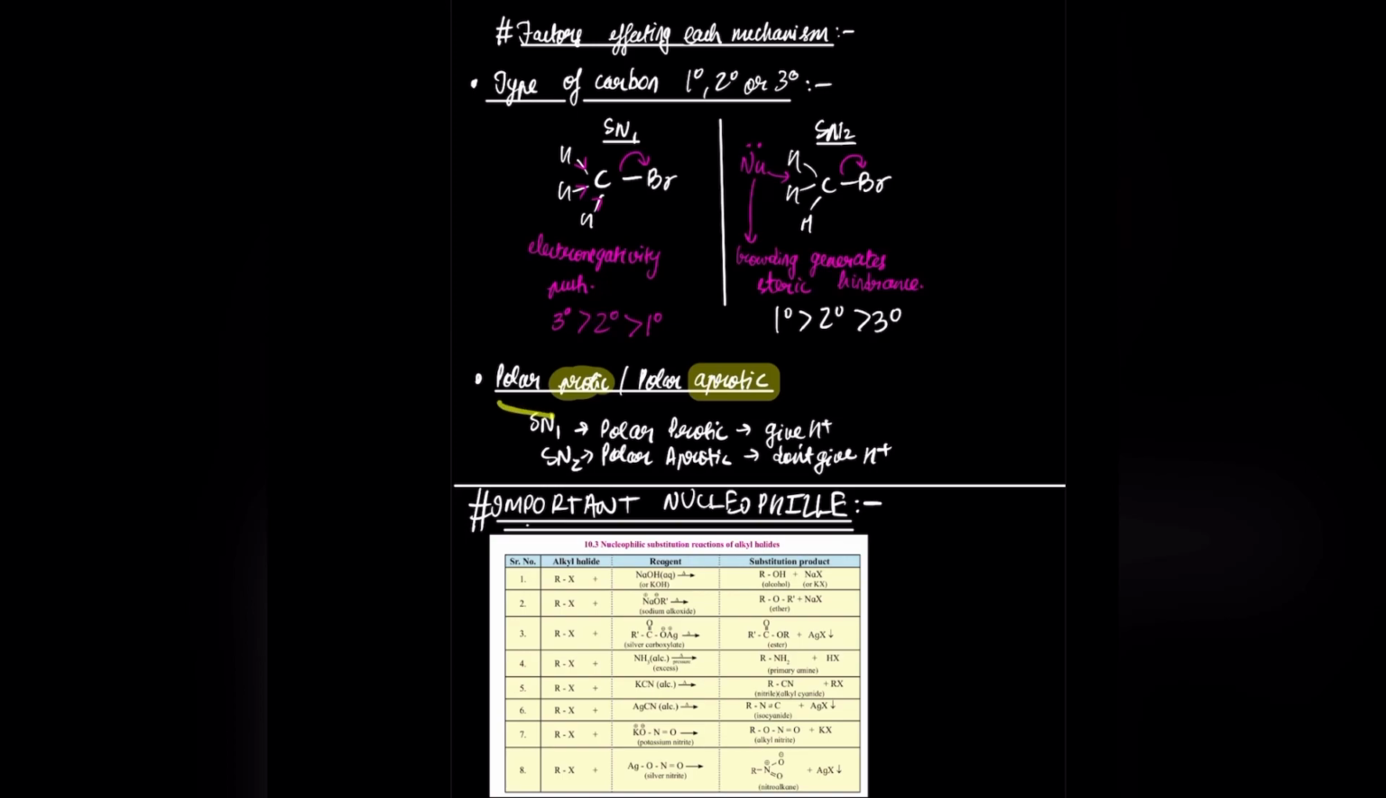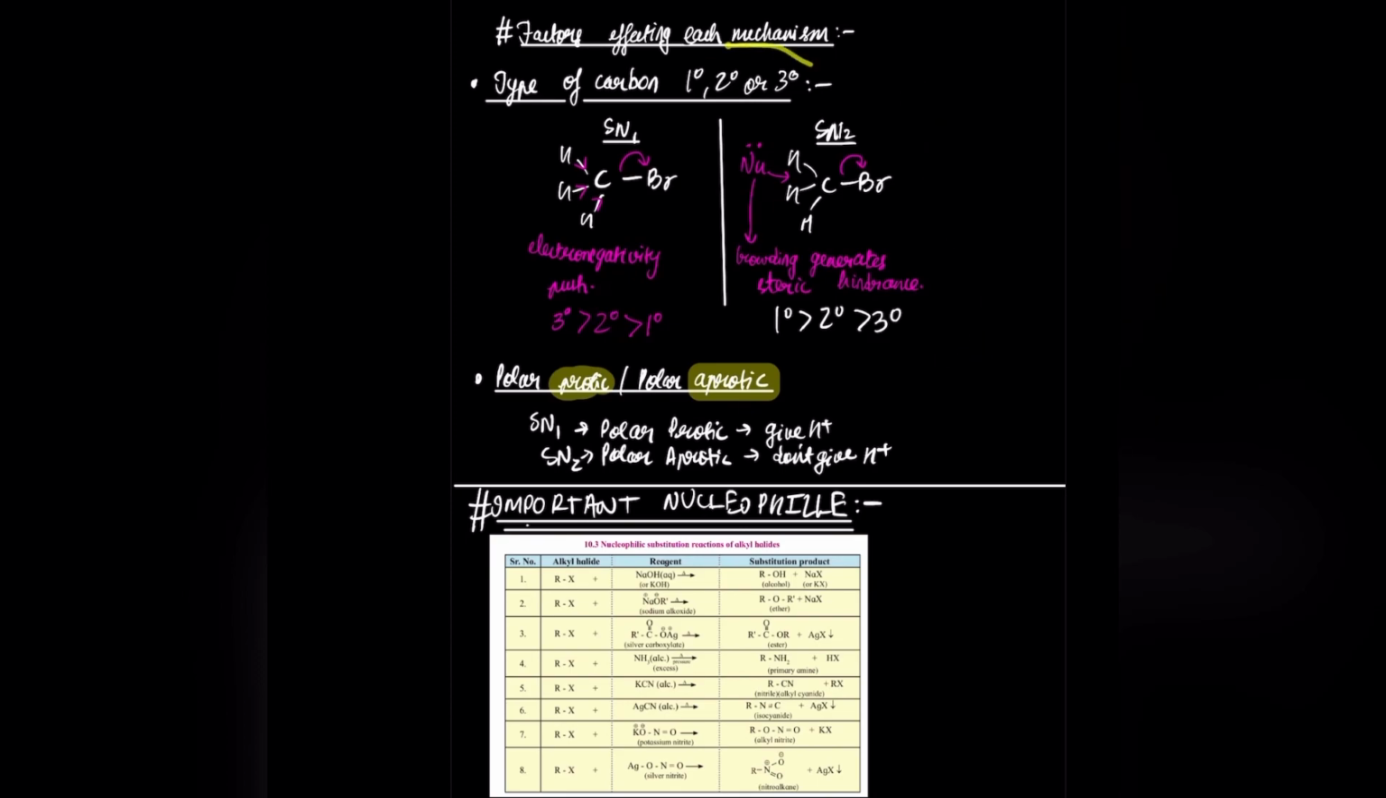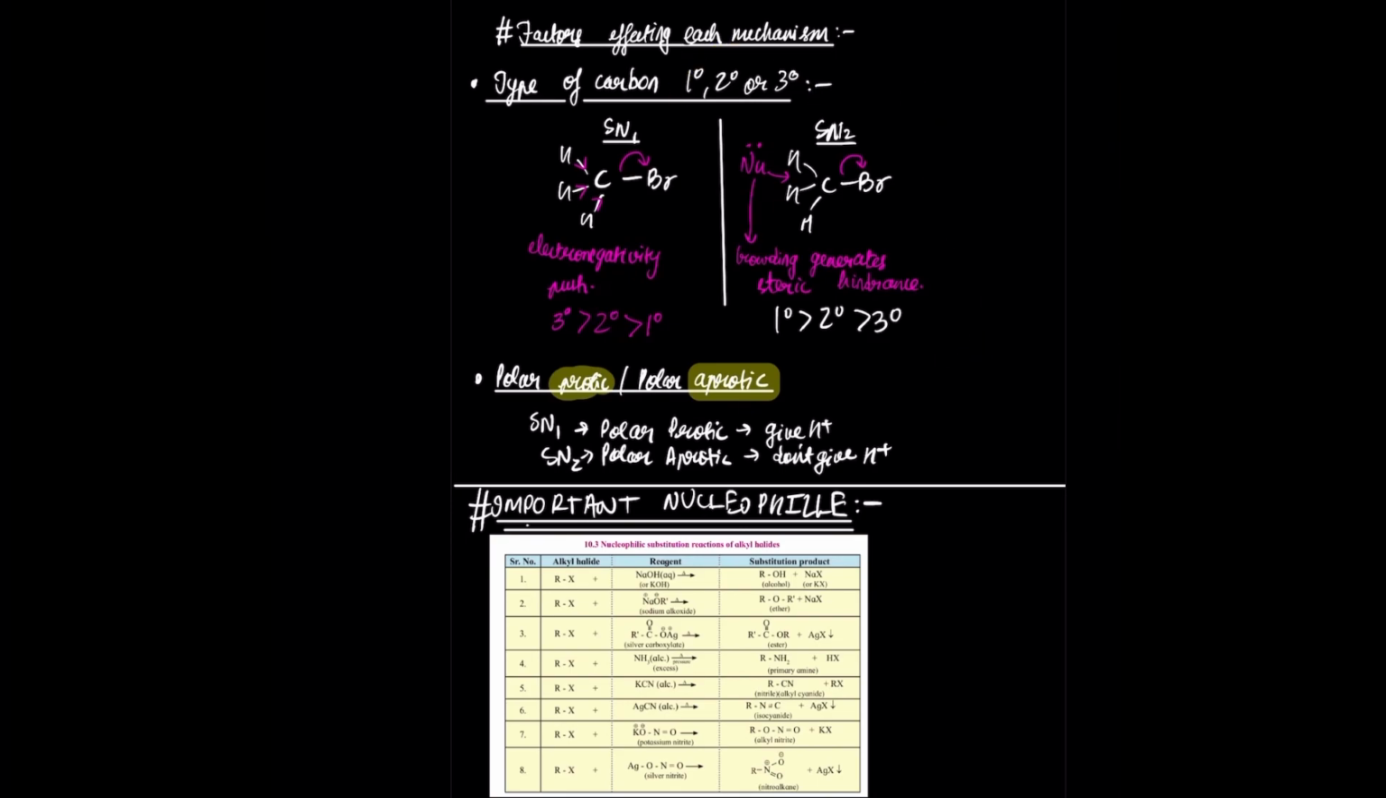There are two kinds of solvents, polar protic and polar aprotic. Polar protic solvents give rise to H plus ions. So these H plus ions will favor SN1, whereas the polar aprotic solvents which do not give H plus will favor SN2. So these are the two important criteria. First is the carbocation degree, and second is the type of solvent, whether it is polar protic or polar aprotic.